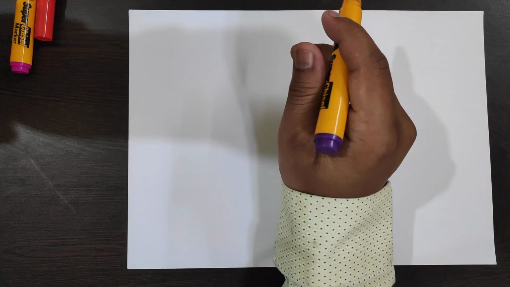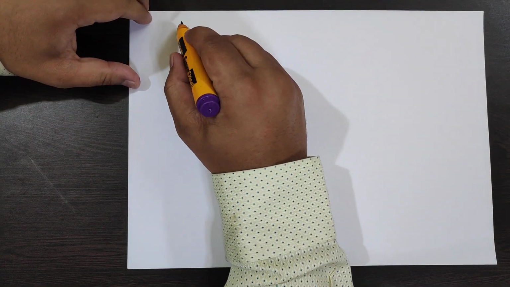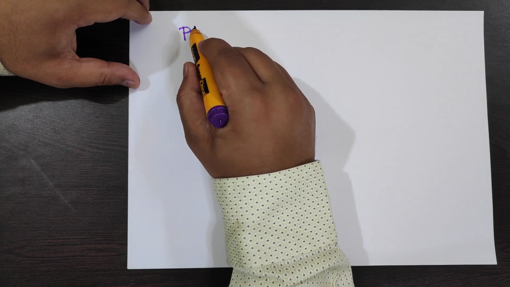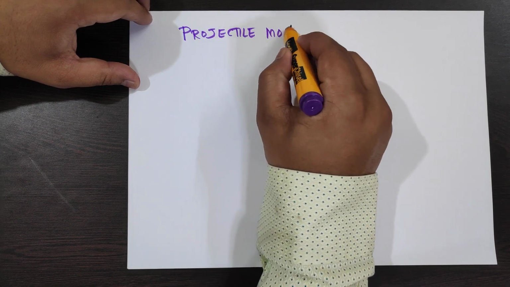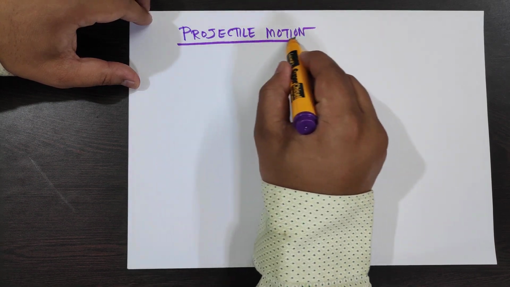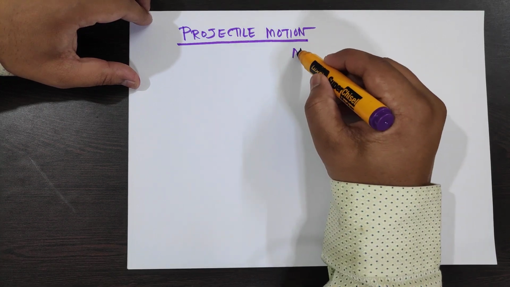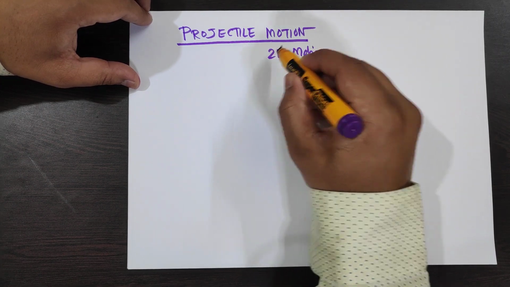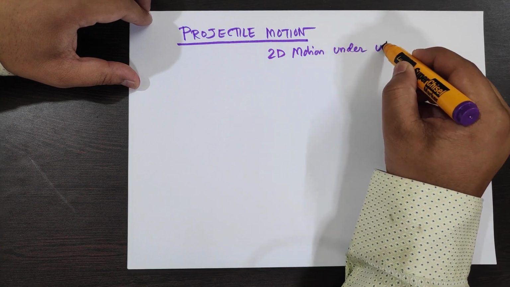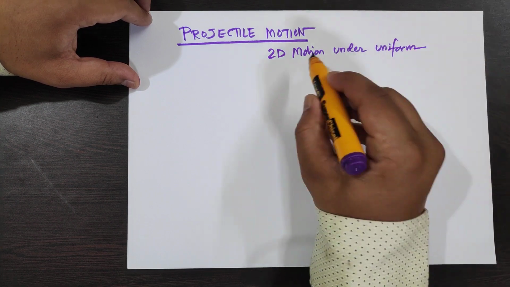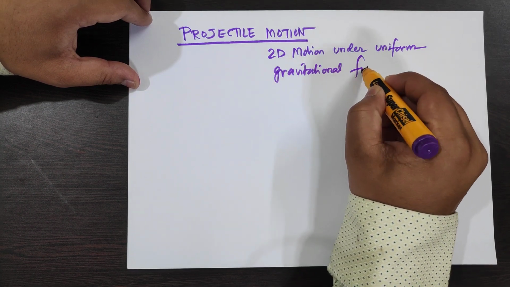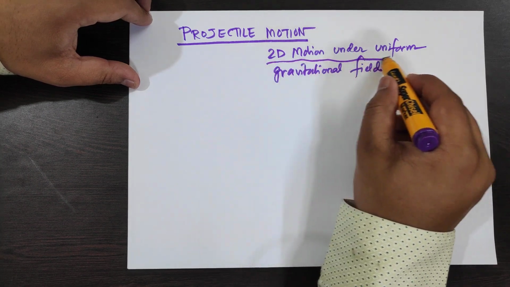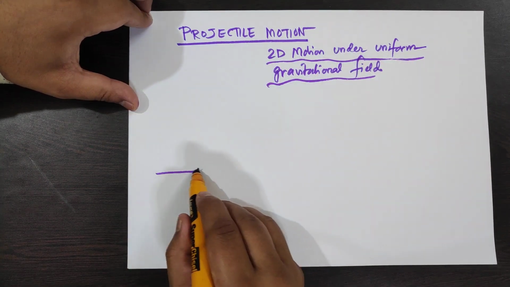Now we will be dealing with projectile motion. The most common problem of 2D motion is projectile motion. It's actually motion under gravity. So it's 2D motion under a uniform gravitational field. So its situation is like this.